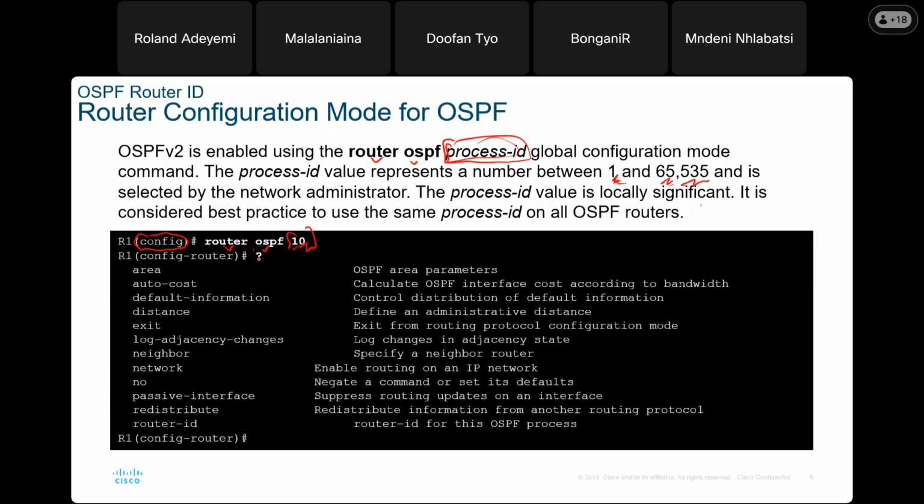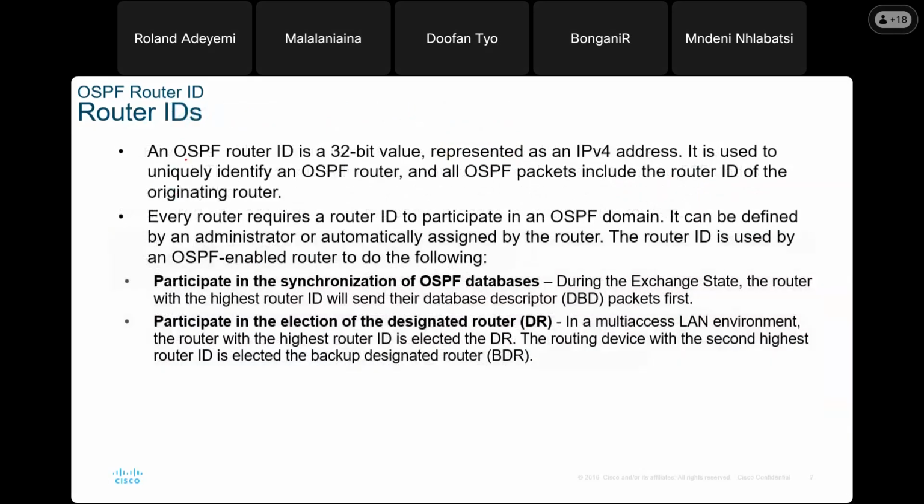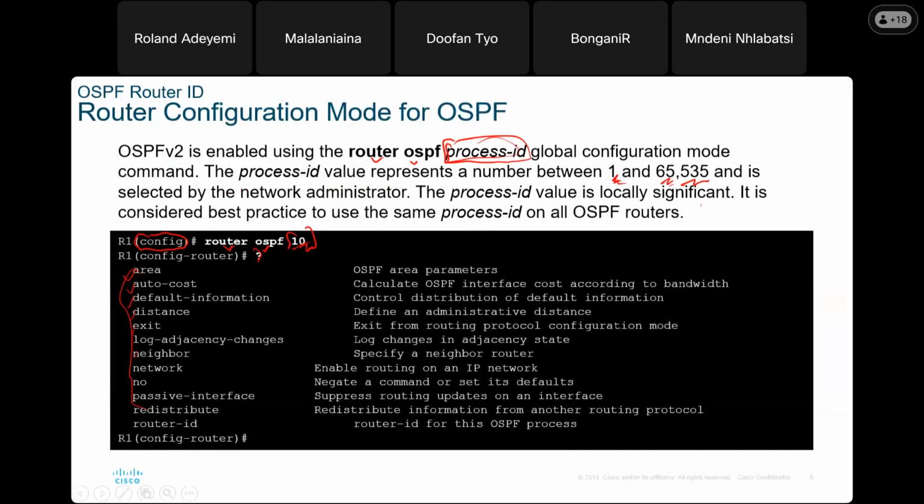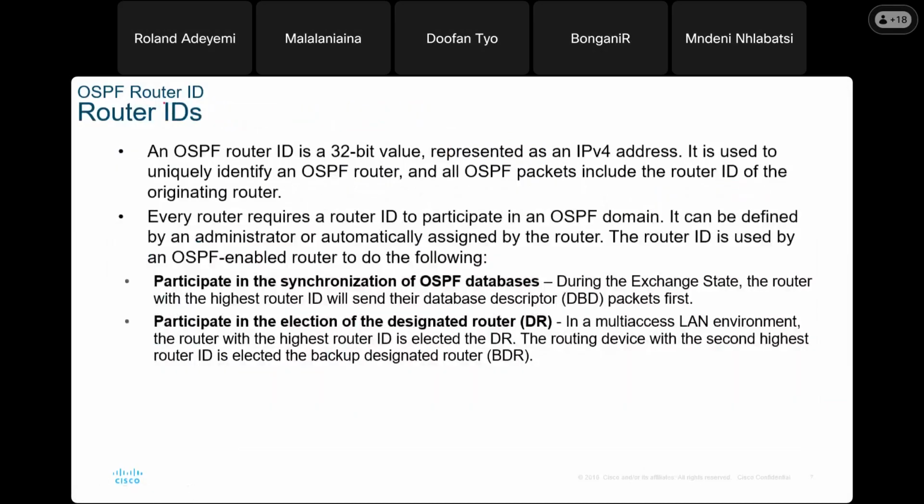And when we hit enter, you're going to see all kinds of options that you can configure. We're going to come to all of this later. But let's talk about process ID. That's one concept here. Another thing we need to talk about is router ID, and take note, they are two different things. Process ID goes with the command router ospf, then you put the process ID. You can say 1, you can say 2, you can say 3. Don't forget that.